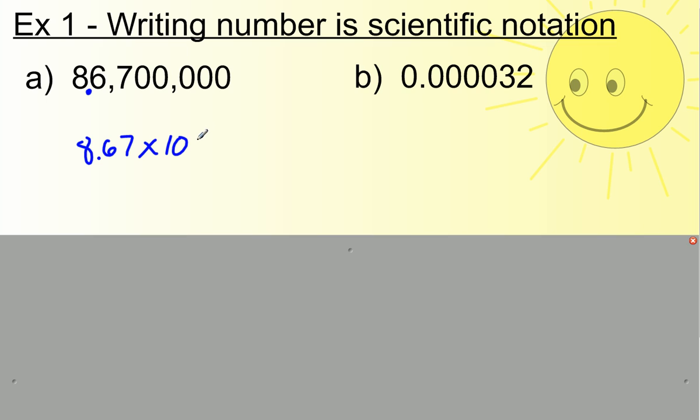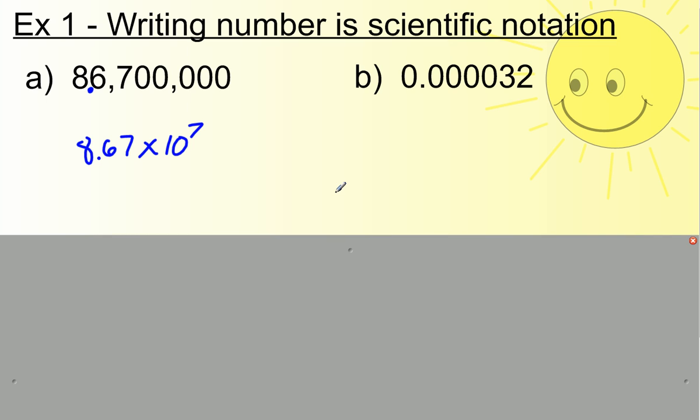The exponent up top here is how many places you would move the decimal from where it actually starts, which is back here, to where you want it. So this decimal would have to move 1, 2, 3, 4, 5, 6, 7 places. So it becomes 10 to the 7th power. And that's it. That number is now in scientific notation.